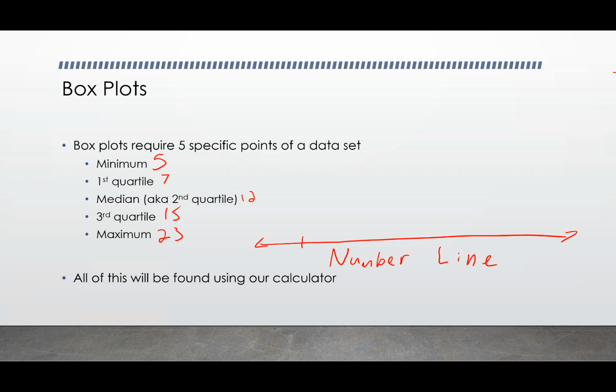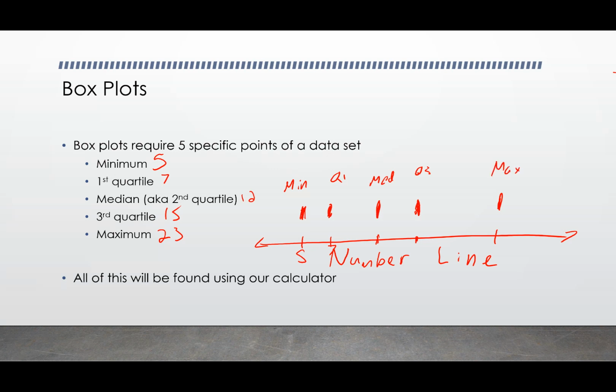Well, then on my number line at 5, I'll have a mark marking my minimum. At 7, I'll have a mark marking my first quartile. My median at 12, I'll have a mark there indicating my median. At my third quartile, which is 15, I'll have another mark there. And then at the maximum 23, I'll have another mark there. So I'll have 5 marks above my number line to indicate where all these things are. That's the minimum. That's my first quartile, my median, my third quartile, and my maximum.